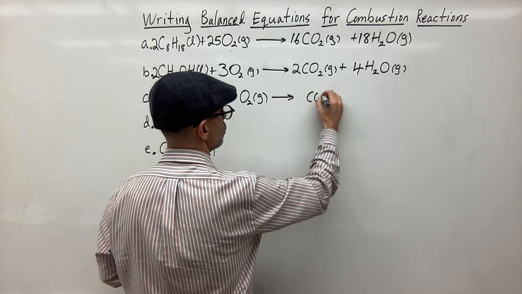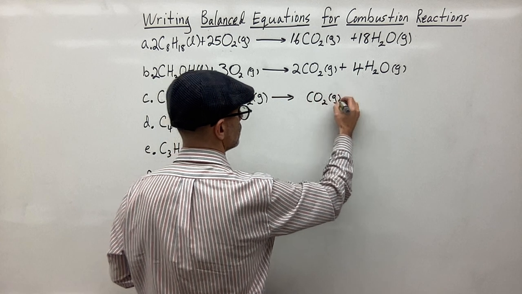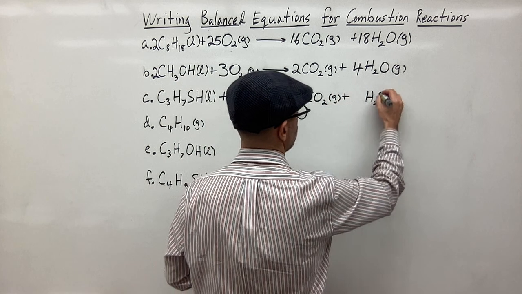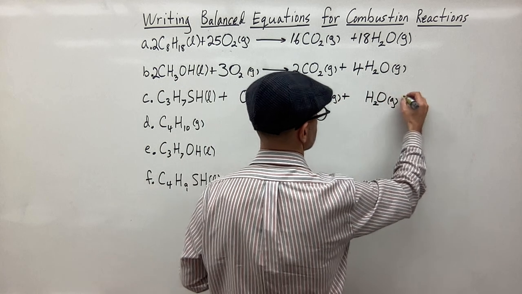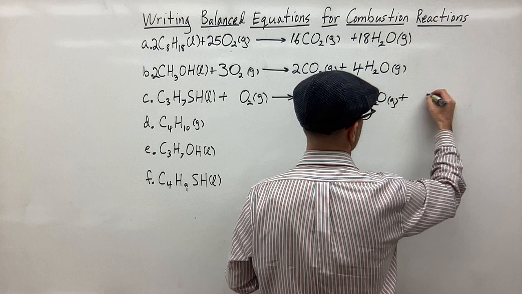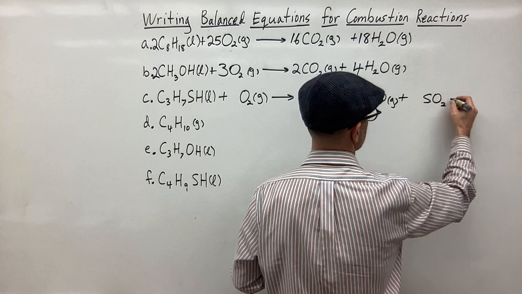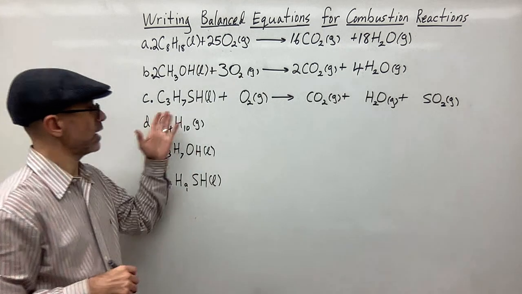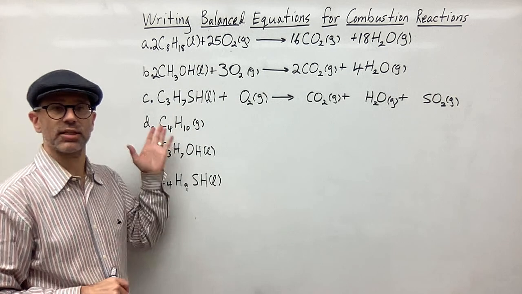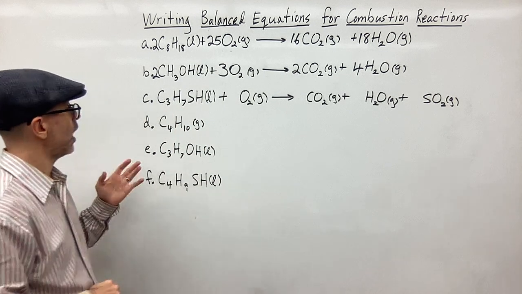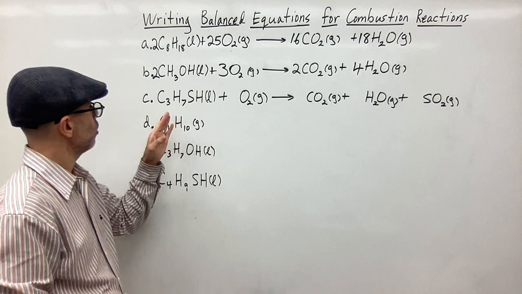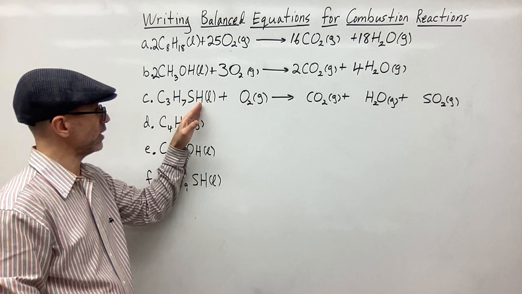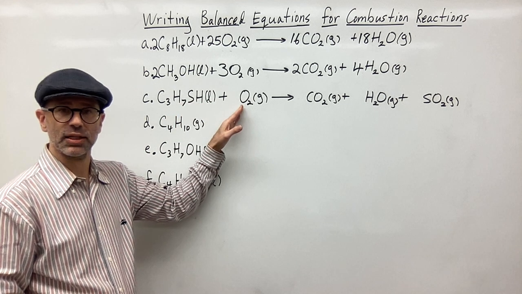We'll have CO2 gas plus H2O gas plus SO2 gas. So now that we have our combustion reaction, now we just need to balance it. Since we have sulfur here, we can balance the carbon and the sulfur first and then balance hydrogen after that. And again, we'll leave oxygen to last.